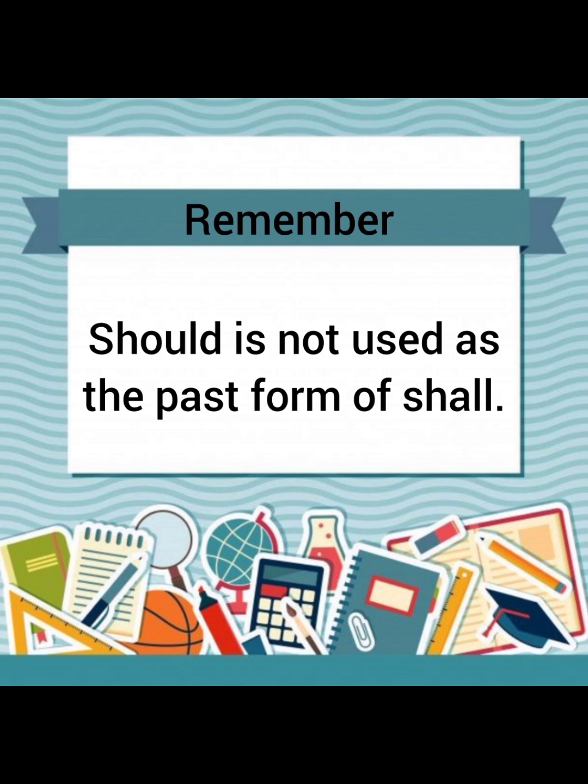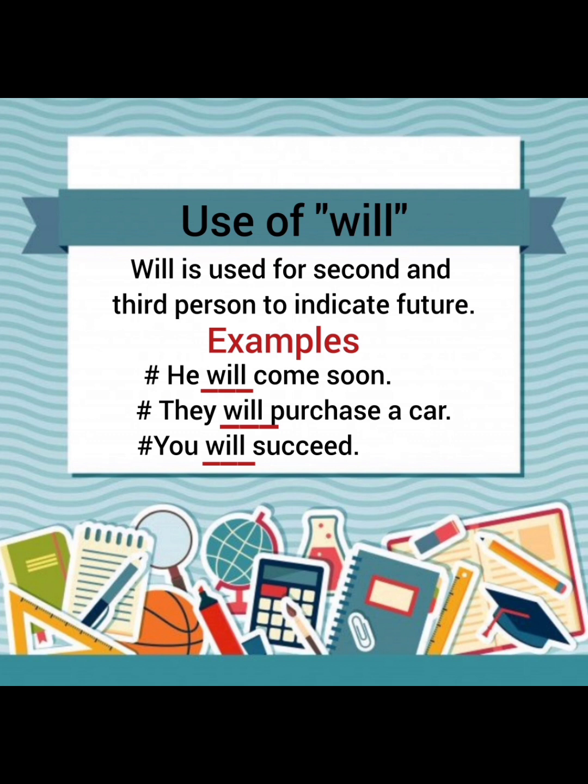Next, I have usage of will. Will is used for second and third person to indicate future. Examples: he will come soon, they will purchase a car, you will succeed. We usually use this will with second and third person pronouns within our writings, and also for first person pronouns.